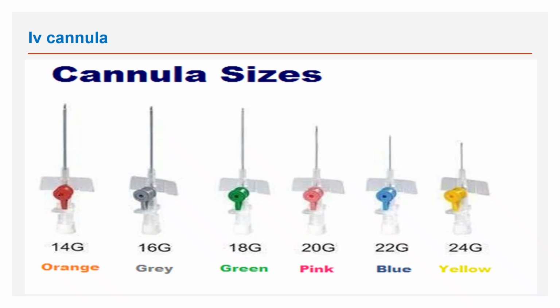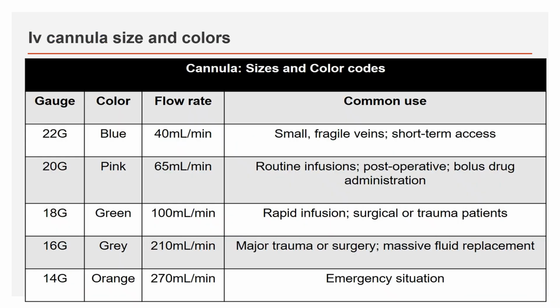These are the commonly used IV cannula sizes: 14 gauge, 16 gauge, 18 gauge, 20 gauge, 22 gauge, 24 gauge. And one more will come, that is for the neonatal, 26 gauge, purple in color. Cannula size and color depend upon the gauge, and what is commonly used for what is shown in this chart. The 22 gauge is blue in color, and 40 ml per minute is the flow rate.